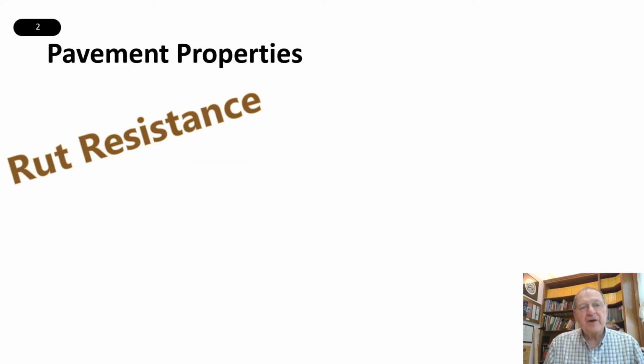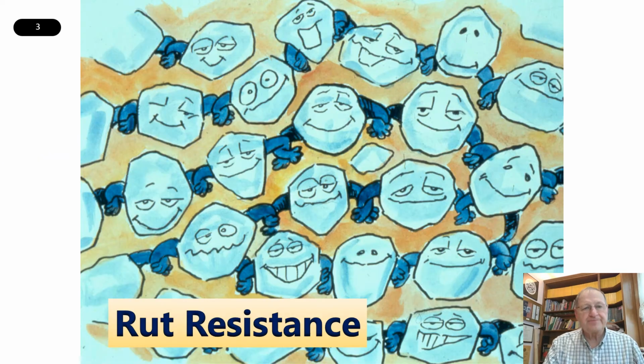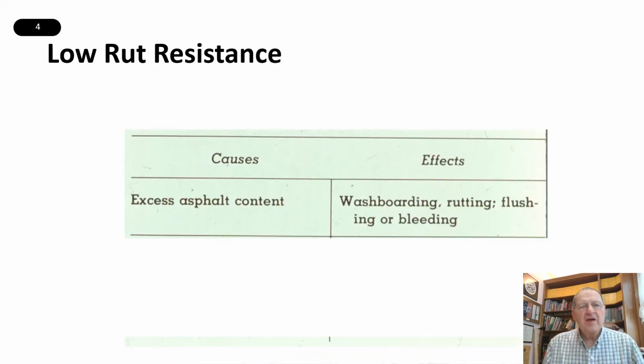So the first of these pavement properties that we will speak about is rut resistance. This is someone's idea of a rut-resistant pavement. The asphalt binder is gluing the rocks together and making them resistant to deformation. So what can cause rutting or low rut resistance? Well, the first thing is excess asphalt content. And that can lead to bleeding, rutting, flushing.